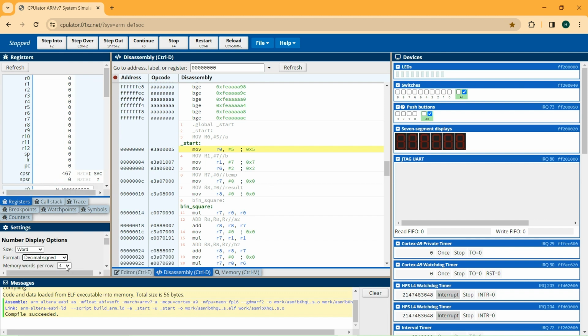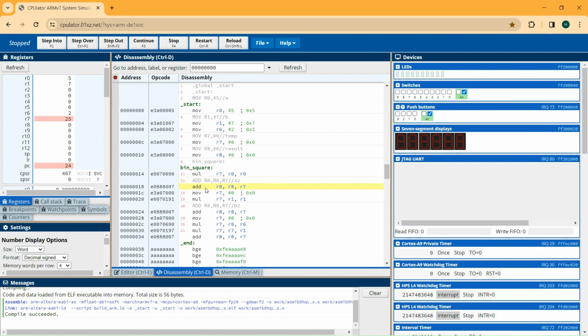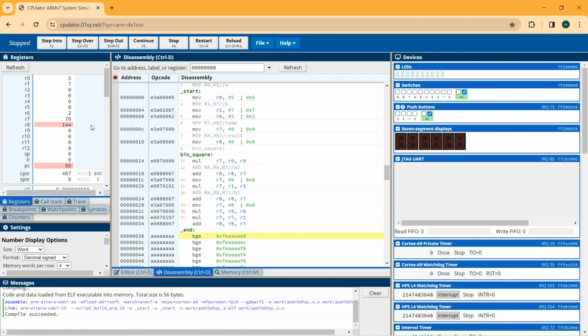I will change to decimal sign. So in R0 is 5, in R1 is 7. And then first in R7 is a squared, it is 25, it is added in R8, then it is b squared, it is 49, it is also added to R8, and then it is 2 times a times b, it is 70. And the final result is 144.